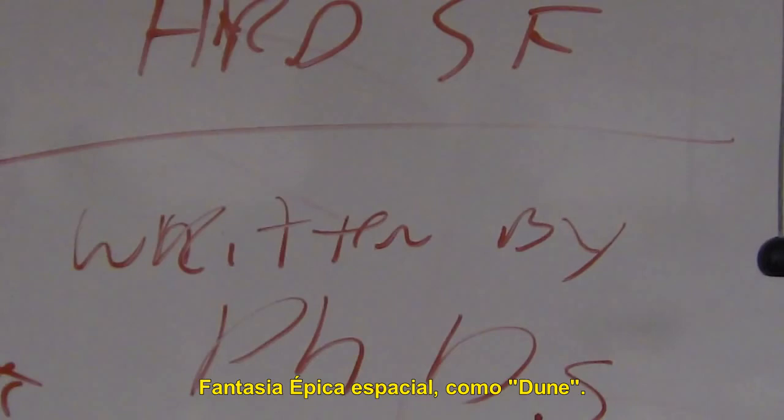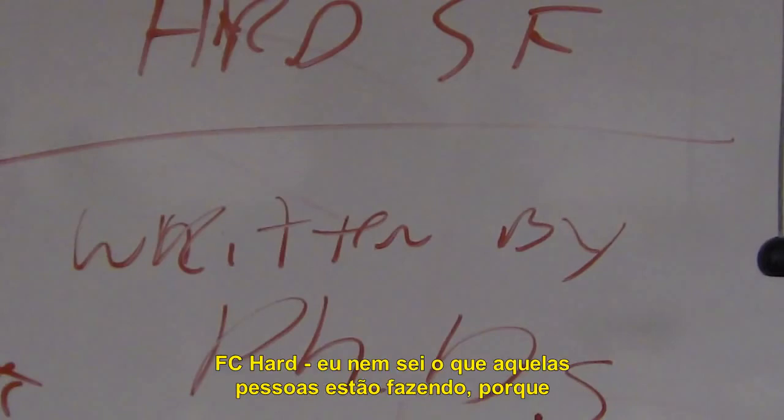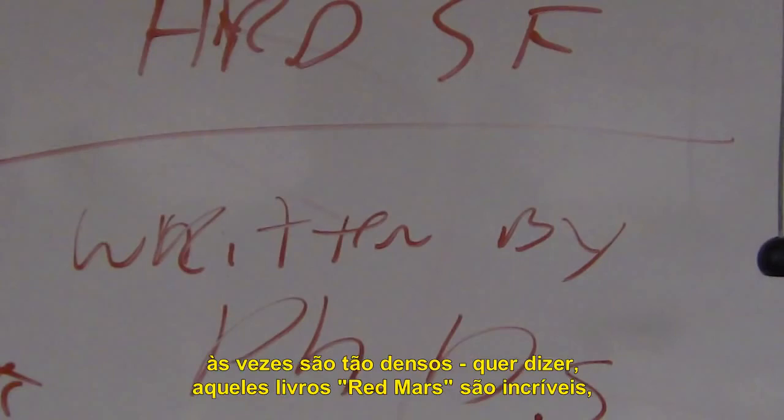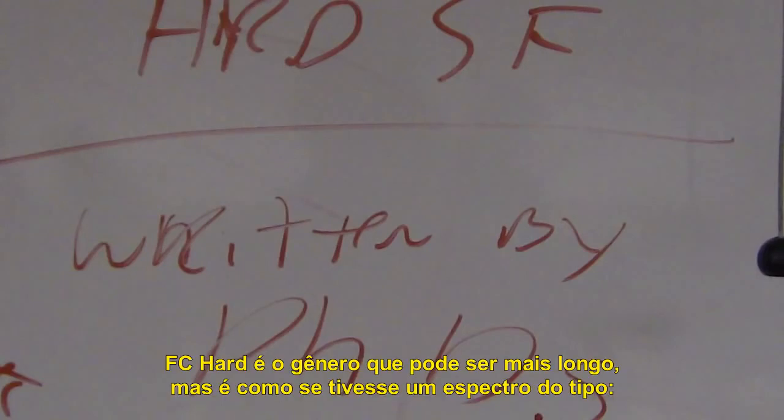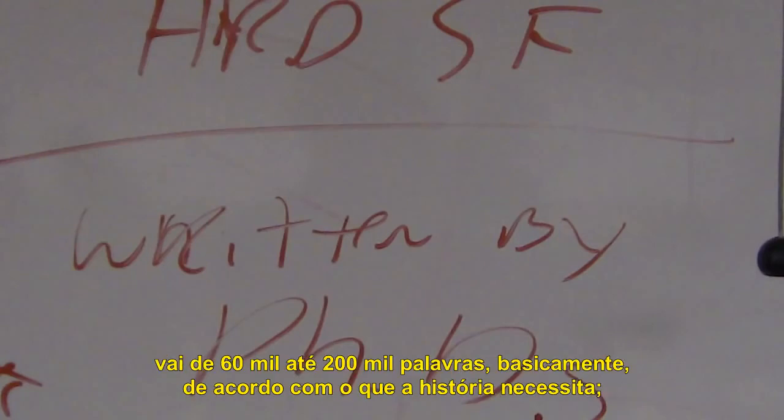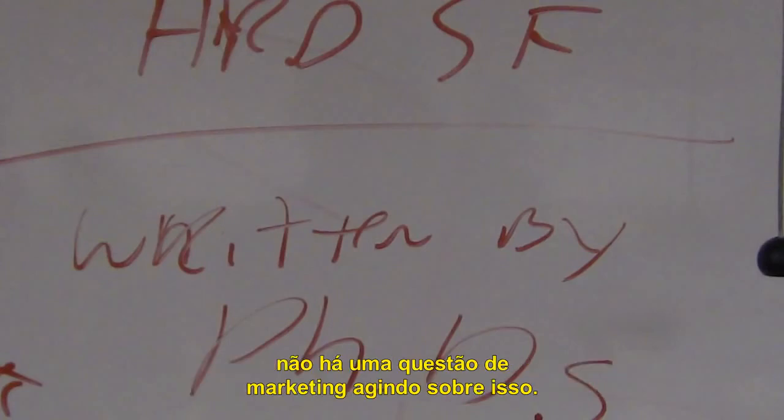Hard SF, I don't even know what those people are doing, because sometimes they'll be so thick. I mean, the Red Mars books are mind-blowing, but they're so thick. Hard SF is probably the one that can go the longest, with a range of like 60K to 200K. It's basically whatever the story demands. There's not as much of a market force upon that.